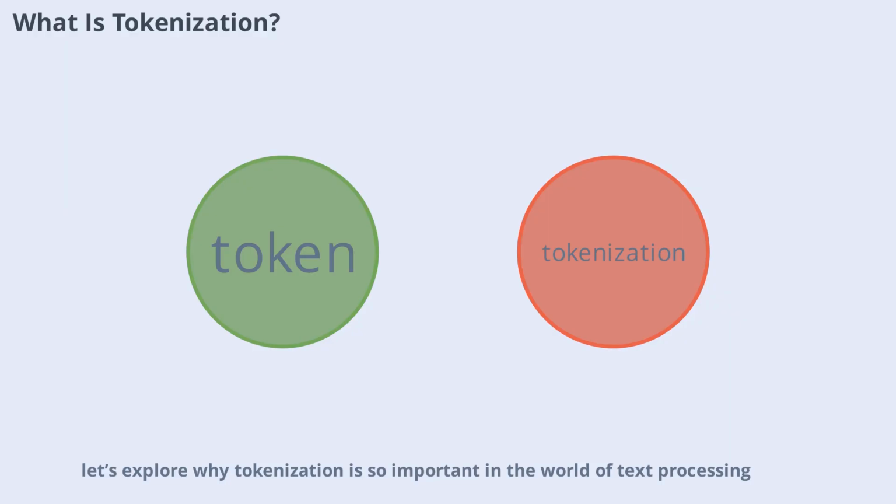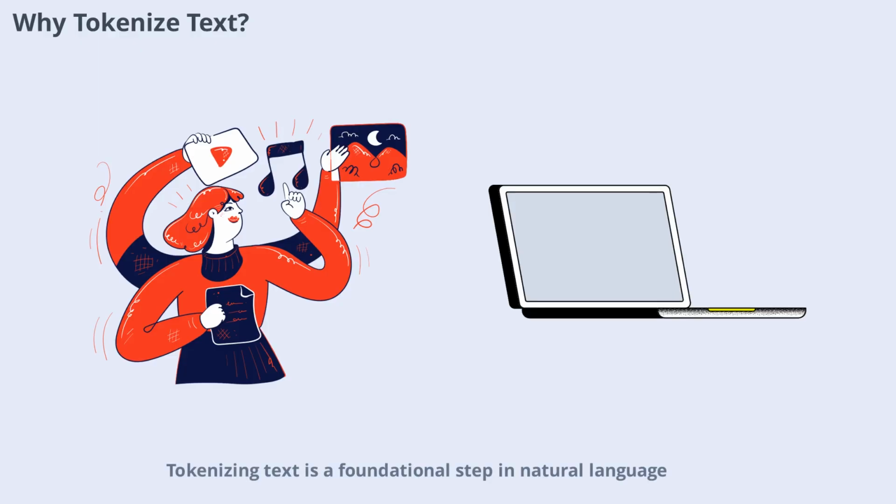Now let's explore why tokenization is so important in the world of text processing. Tokenizing text is a foundational step in natural language processing because it simplifies complex language into manageable units. By splitting sentences into tokens, computers can analyze, search, and manipulate text more efficiently. Imagine trying to analyze a book without separating it into words or sentences. It would be nearly impossible. Tokenization enables more advanced processing, such as identifying keywords, extracting information, and understanding context. With this groundwork laid, let's move on to the first step in the tokenization process, preparing the raw text.